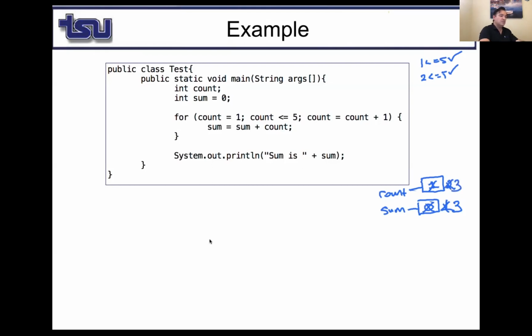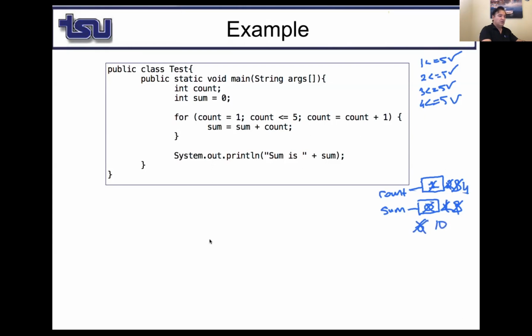And now the condition is what? 3 less than or equal to 5. This is true. And then I come inside. Sum is sum plus count, 3 plus 3, which is what? 6. And then I update. Count becomes what? 4. The condition becomes 4 less than or equal to 5. This is true. And then I get inside. Sum becomes 6 plus 4, which is 10.